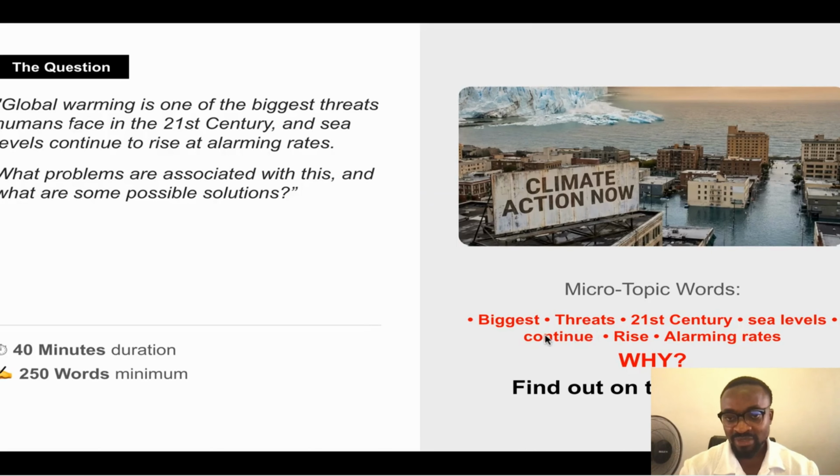Continue qualifies as a micro topic word because it tells you that this is not something that has happened before and stopped. It's something that happened and is continuous, has kept on becoming worse as time passed. So all these words come together to give you more context as to what you are supposed to discuss about global warming and flooding. So that is what makes them qualify as microtopic words.